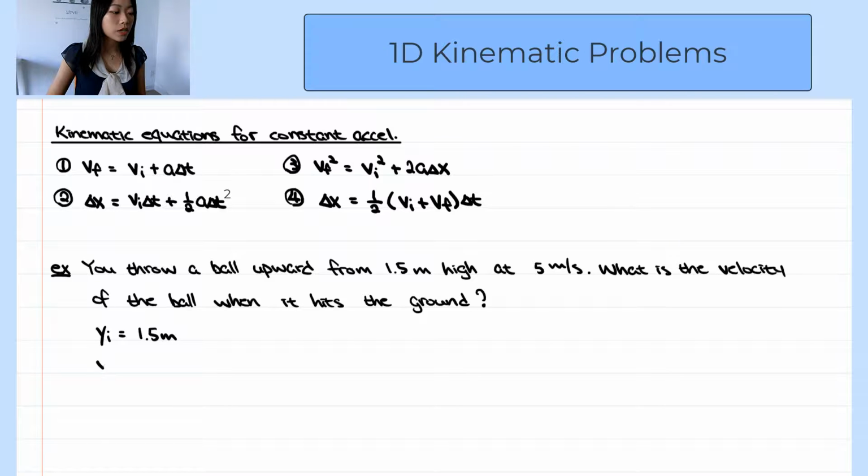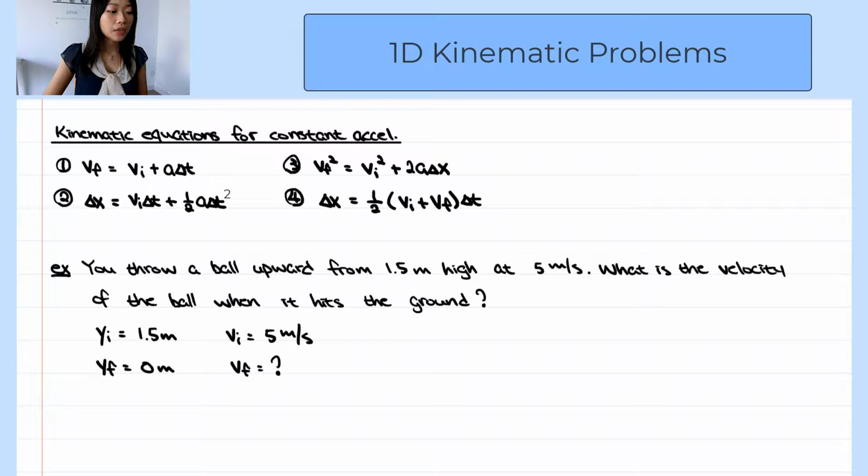And the final position, yf. We want to find the velocity when it hits the ground, so the final position is 0 meters. We also know the initial velocity, which is 5 meters per second. And the final velocity is unknown. That is what we want to find.